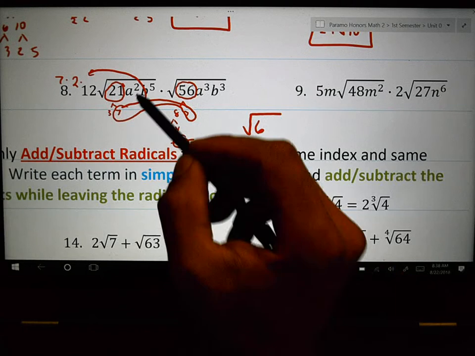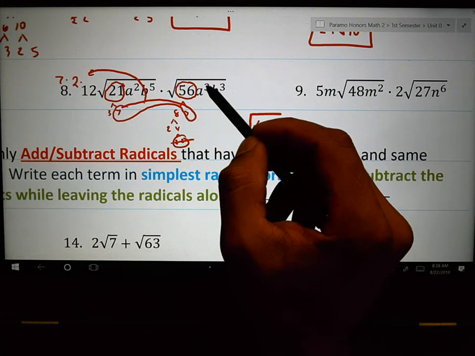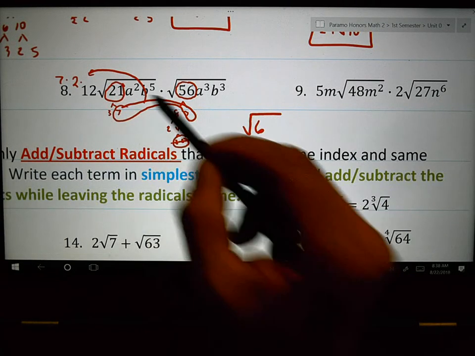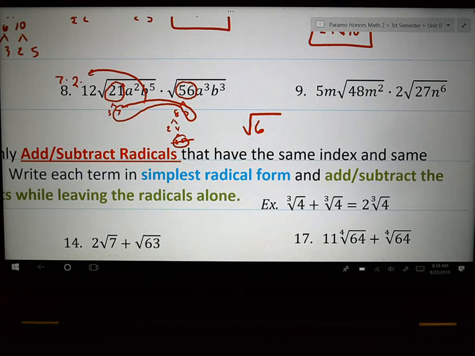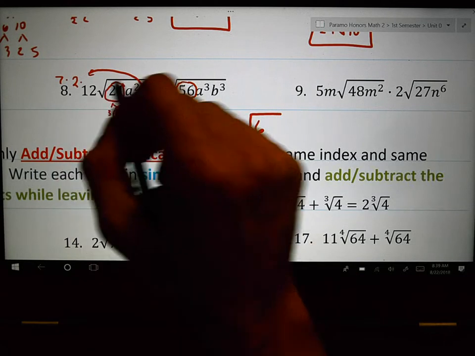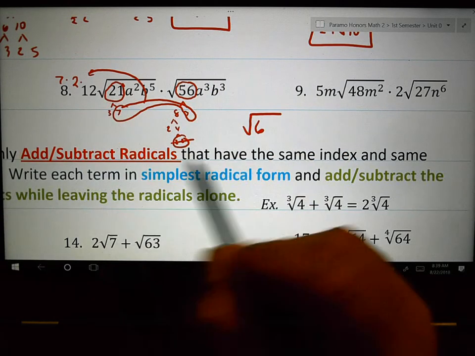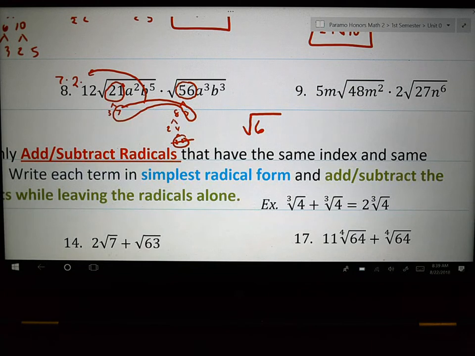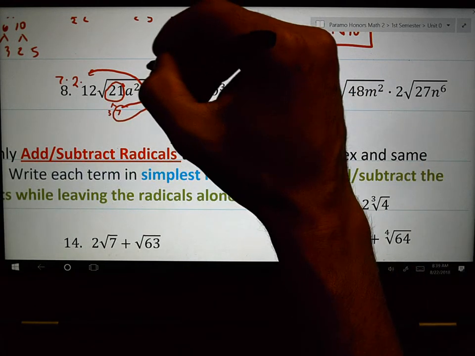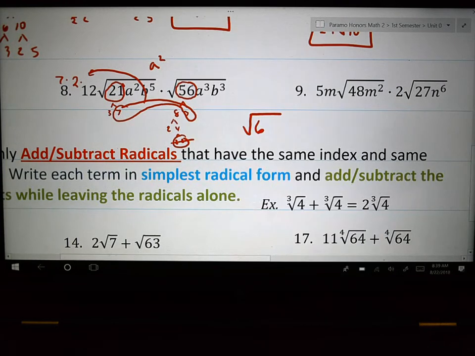I have 2 factors of A. I have 3 factors of A over here. That means I have 5 factors of A. But I'm looking for 2 to break out. Do you know how many are going to break out? Can you do that in your head? So A squared is going to break out. I'm going to put A squared. If A squared breaks out, what's going to be left inside?